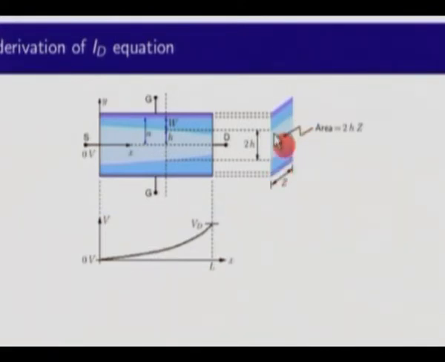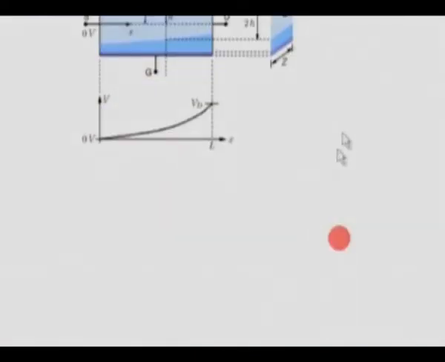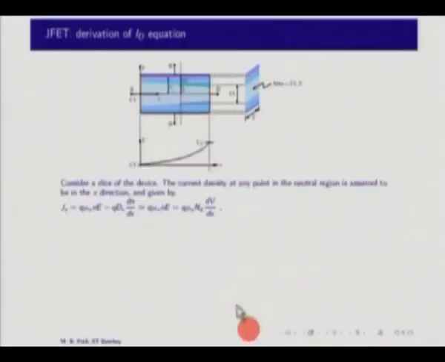And what is the cross sectional area of that region? It's 2H, that is this dimension, times Z, where Z is the device dimension in the perpendicular direction. All right, so let's begin the derivation. So consider a slice of this device that we have done here. The current density at any point in the neutral region is assumed to be in the X direction. That's very important, and that's a crucial assumption that must be made.